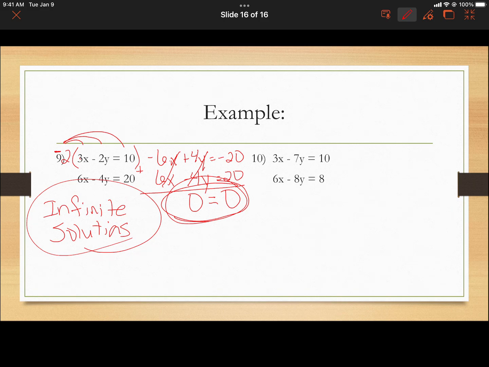Okay, let's look at our number 10. 3x minus 7y equals 10 and 6x minus 8y equals 8. Again, pick a variable. Well, again, if I look at the x's, I can see that I can multiply this top one by negative 2. And that gives me negative 6, which is opposite of what we have down here. So if I multiply that through, I have negative 6x plus 14y equals negative 20. The bottom equation I'm not doing anything with.